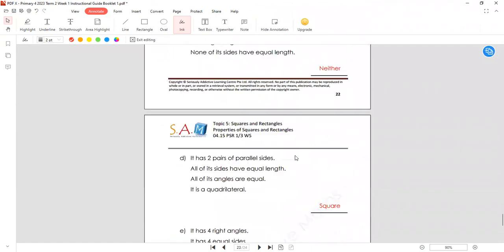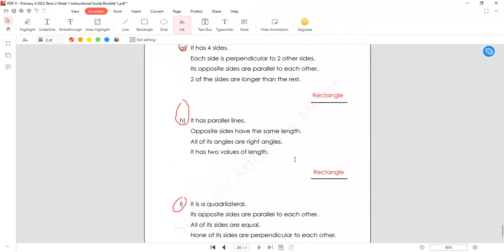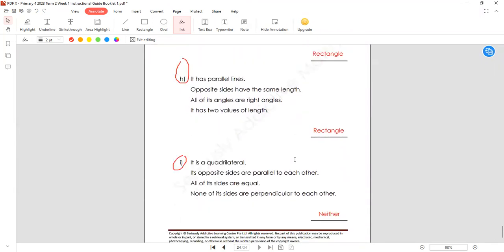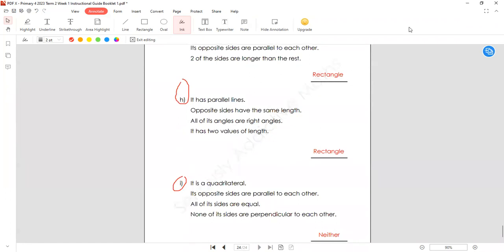And then lastly, go all the way to the end, right? Do all these 3 questions here. All right. Okay, then we move on to book number 2.